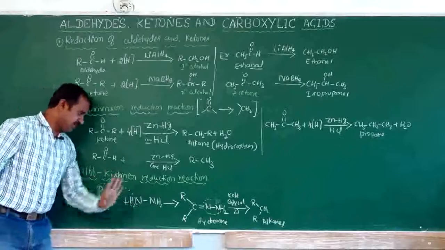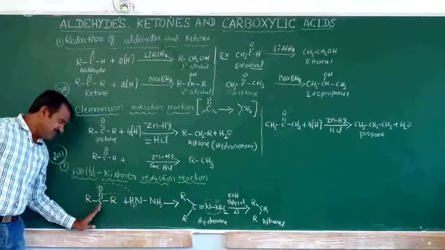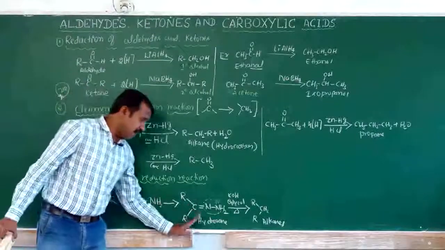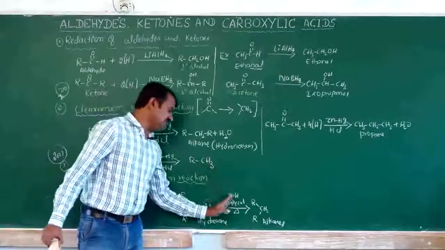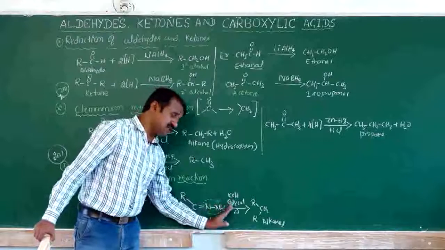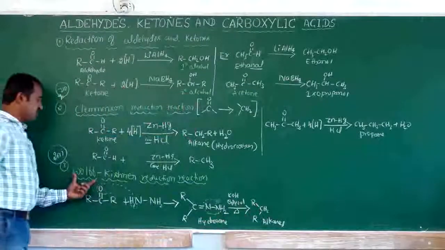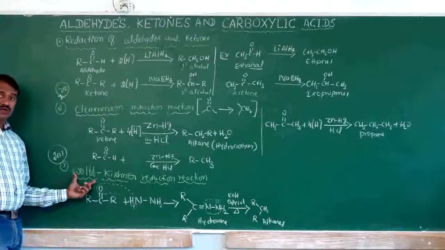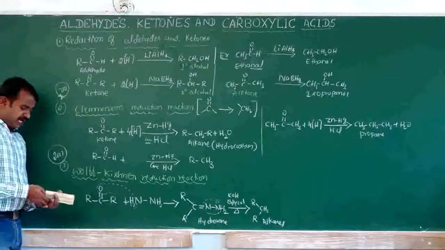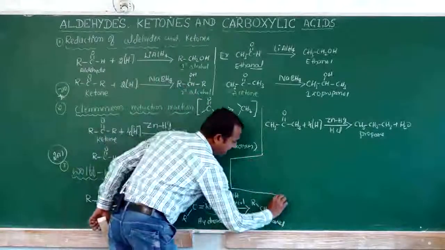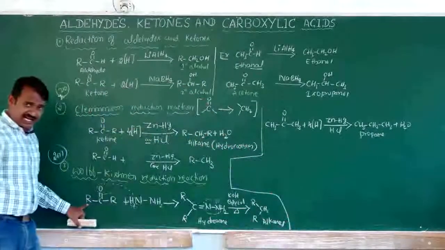Explain Wolff-Kishner reduction means when aldehydes or ketones react with hydrazine to form hydrazone, the hydrazone is heated with potassium hydroxide in presence of ethylene glycol to form hydrocarbon. This reaction is called Wolff-Kishner reduction. Okay, next you take examples of Wolff-Kishner reduction.